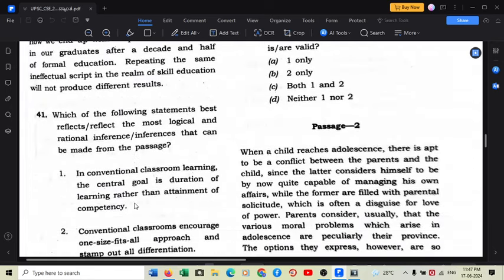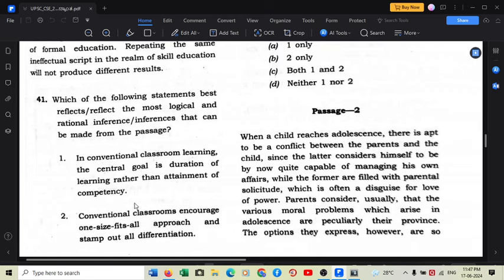Moving to another passage, it's about adolescence and the child. Let's see. When a child reaches adolescence, there is apt to be a conflict between the parents and the child, since the latter considers himself to be now quite capable of managing his own affairs, while the former are filled with parental solicitude, which is often a disguise for love of power. So parents are filled with care for their child, and the child, when he grows older, thinks he is quite capable of managing his own affairs.